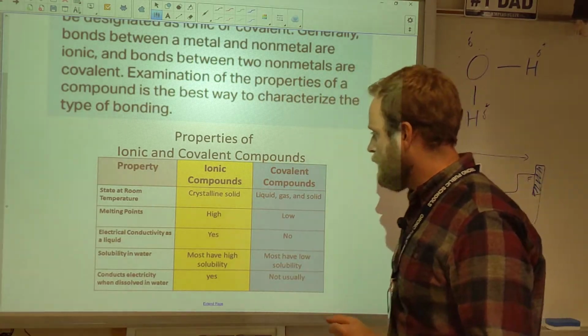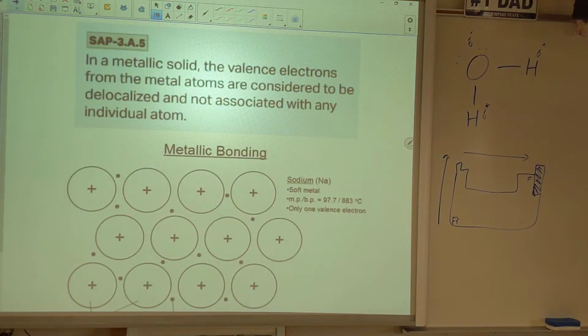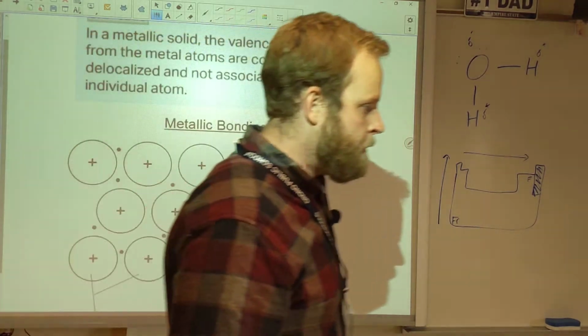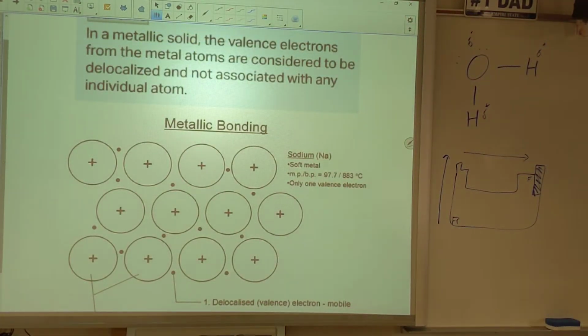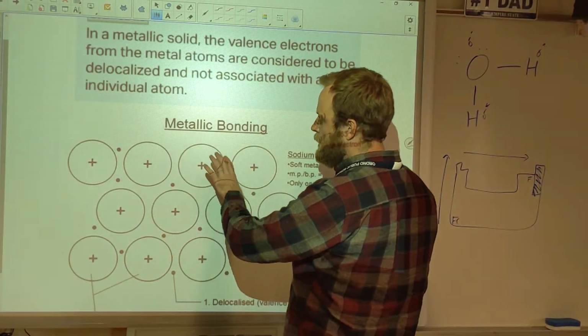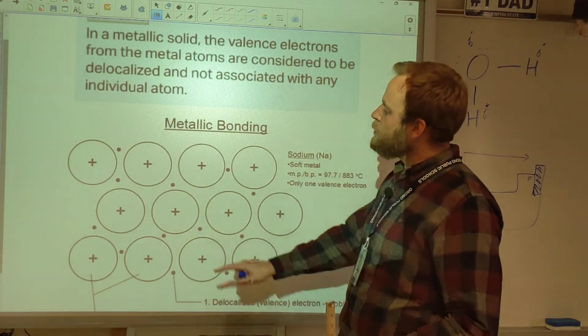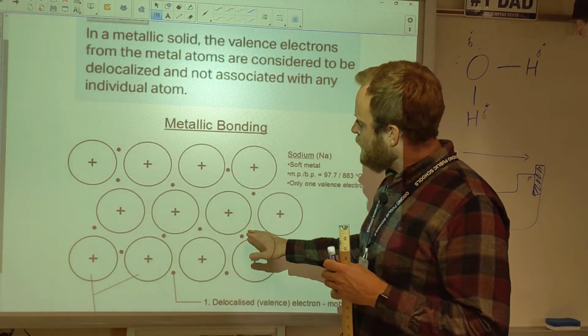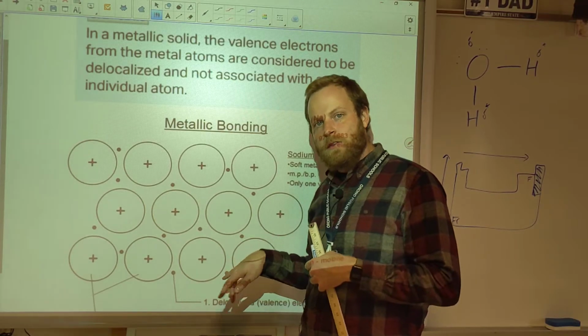I think that's it. Nope, metallic bonds. Here we go. These are super fun. So for metallic bonds, the model that's used in AP chemistry is the sea of electrons. These pluses and the circles are basically the atom. The plus is where the nucleus is. The circle is where the valence electrons are. And then the valence electrons are delocalized, so they can move around.